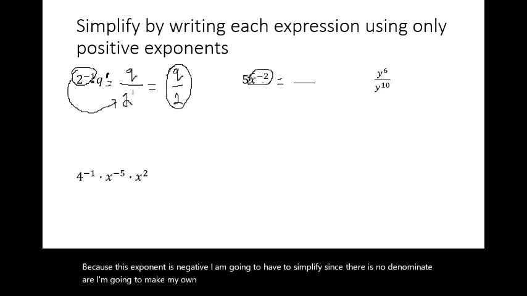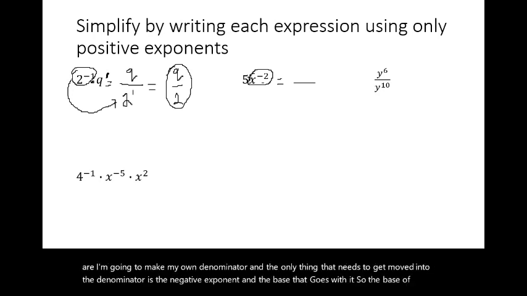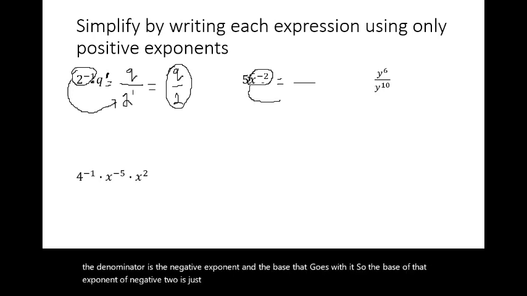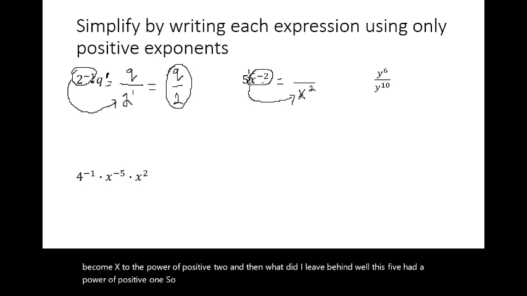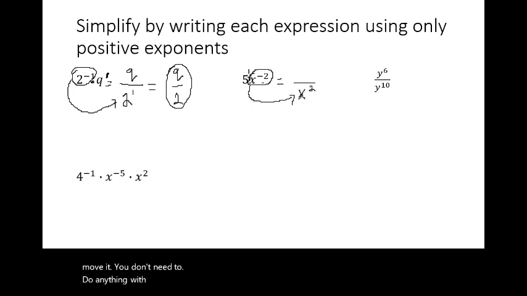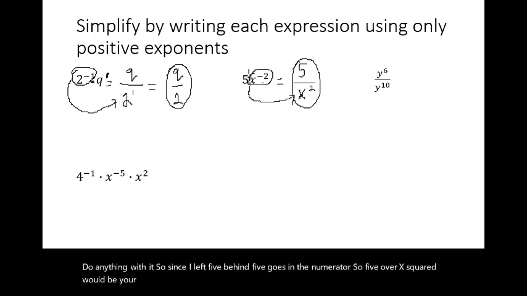And the only thing that needs to get moved into the denominator is the negative exponent and the base that goes with it. So the base of that exponent of negative 2 is just x. So just that x and its exponent move into the denominator to become x to the power of positive 2. And then what did I leave behind? Well, this 5 had a power of positive 1. So because the exponent on 5 was already positive, you don't need to move it. You don't need to do anything with it. So since I left 5 behind, 5 goes in the numerator. So 5 over x squared would be your fully simplified final answer.